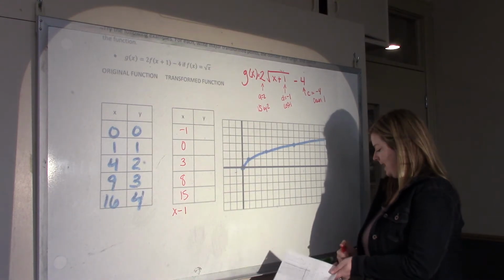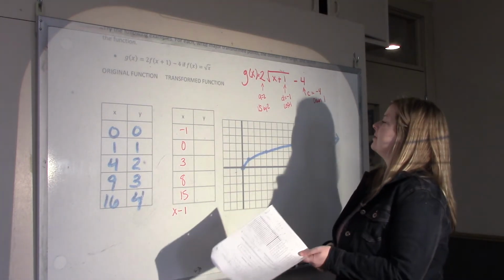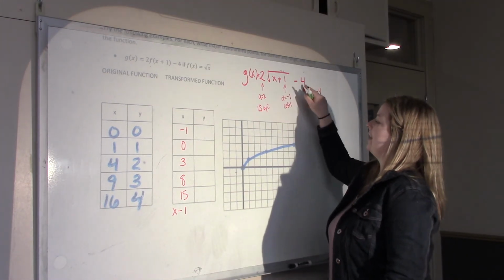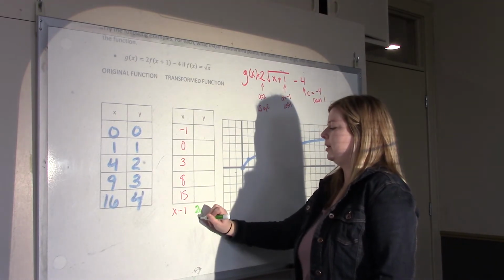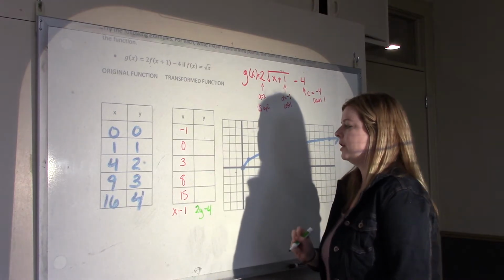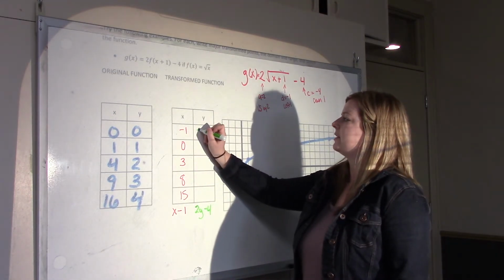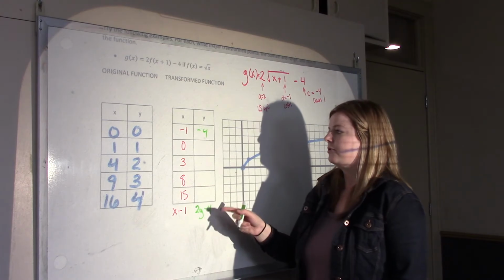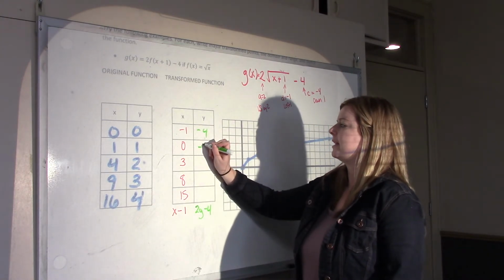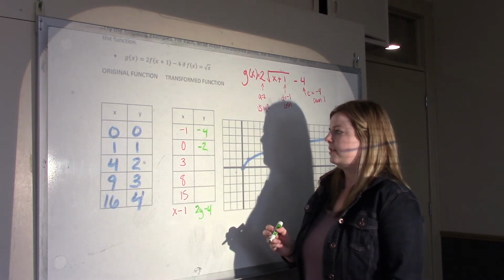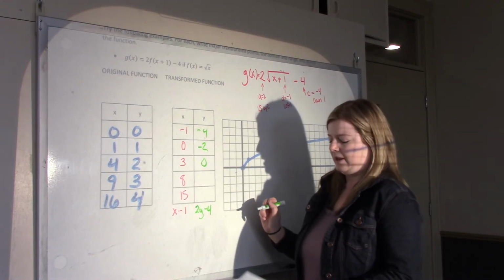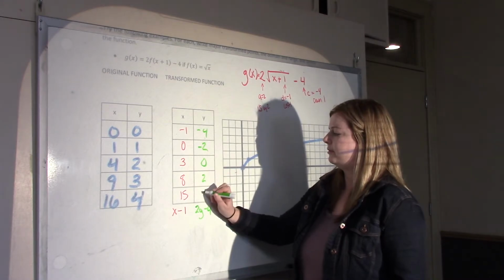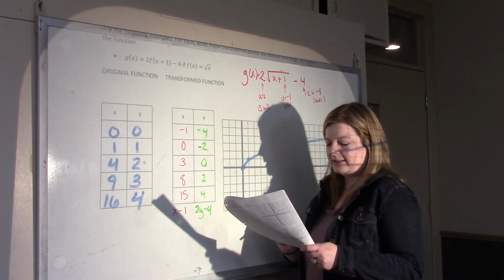Okay? And then we change our y values. So we have 2 and negative 4. So all the y values will be multiplied by 2, and then we subtract 4. So 2 times 0 minus 4 is negative 4. 2 times 1 is 2. 2 minus 4 is negative 2. 2 times 2 is 4. 4 minus 4 is 0. Okay, and you continue that way, so you get 2 and 4. And so there you have it.